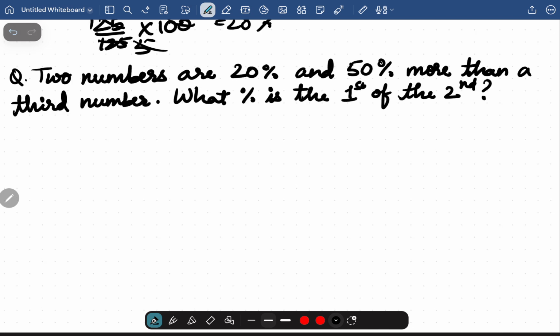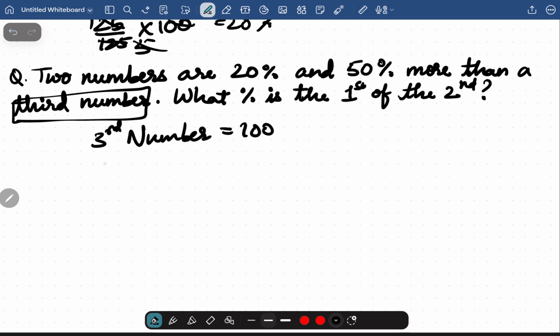So now the second question. Two numbers are 20% and 50% more than a third number. What percent is the first of the second? So if you want, you can read it once again. Now let's move to the answer. And here set the third number as 100. It's easy to do problems when you assume the base as 100.